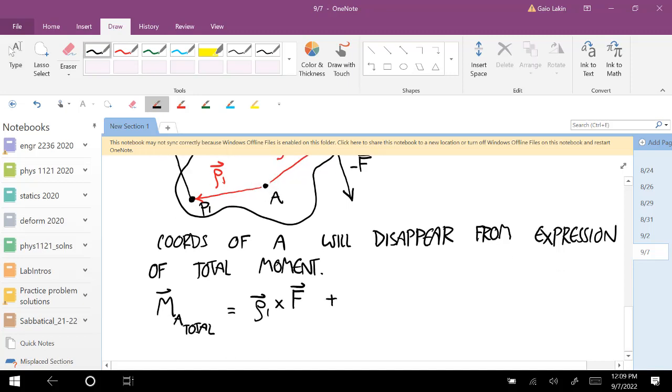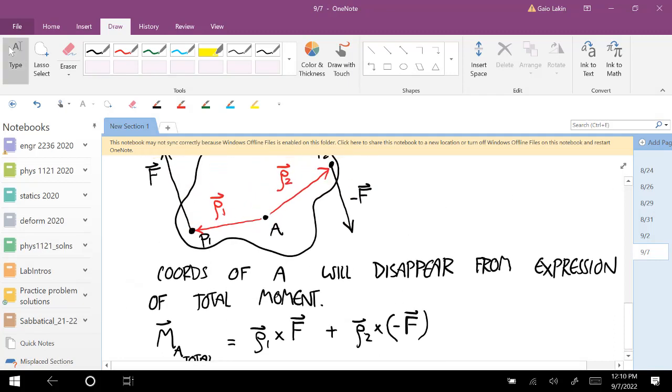And then if we're doing the total moment, we also have to do the moment applied by that force, negative F, and that's rho 2 crossed with our other force, which is negative F. Okay. And now let's use the definition of those rho vectors.